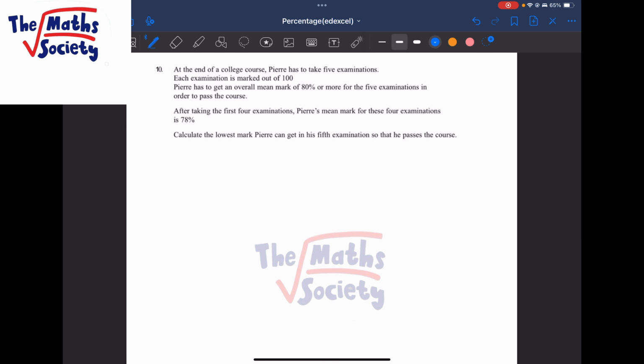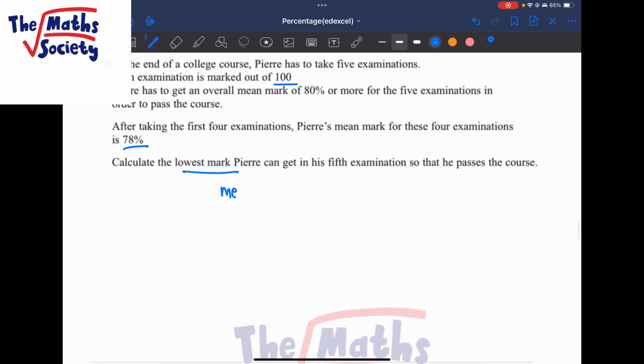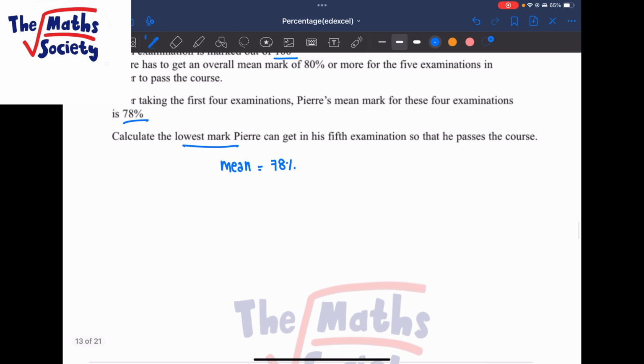Question 10 says that at the end of the college course, Pierre has to take 5 examinations. Each exam is marked out of 100, and he has to get an overall 80% or more in order to pass. After taking the first 4 exams, Pierre's mean mark was 78. Calculate the lowest mark he can get in his 5th examination so he passes the course. So we know that the mean is 78%. So total, we're just going to assume multiply 4 is 312.